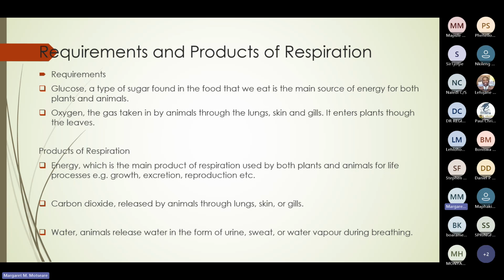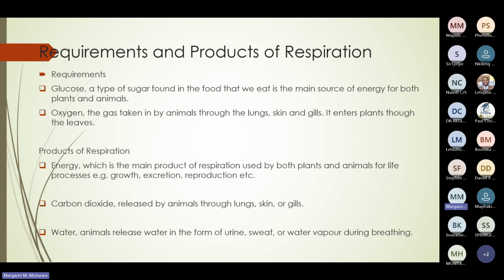Then oxygen is the gas that is taken in by animals through the lungs. Remember, plants release oxygen, and we, as animals, take in that oxygen through our lungs, the skin, and if it is a fish, it is the gills. Let's look at the product of respiration. We have energy, carbon dioxide, and water. Energy is the main product of respiration, used by both plants and animals for life processes.